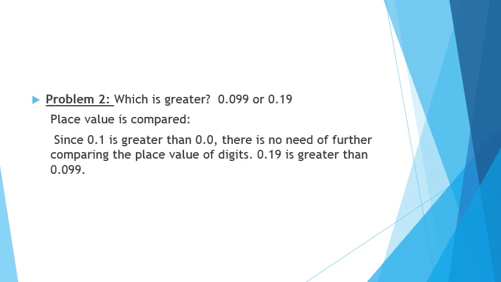Second problem, which is greater, 0.099 or 0.19? Now again we look at the ones position, both have zeros, so it is same. When we look at the 10th position, the number on the left has 0, the number on the right has 1. So 0.19 is greater than 0.099. Is that clear? Again, we are comparing from left to right.